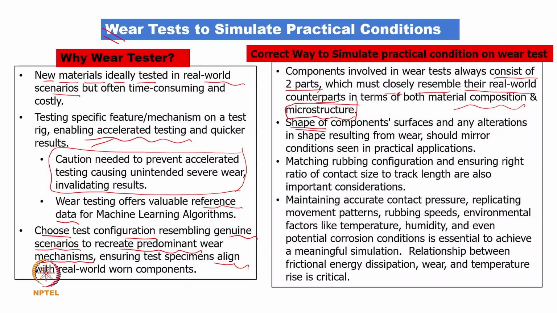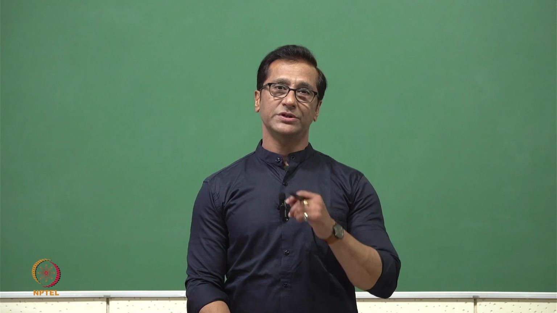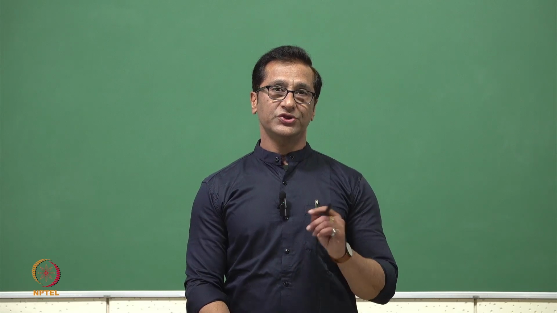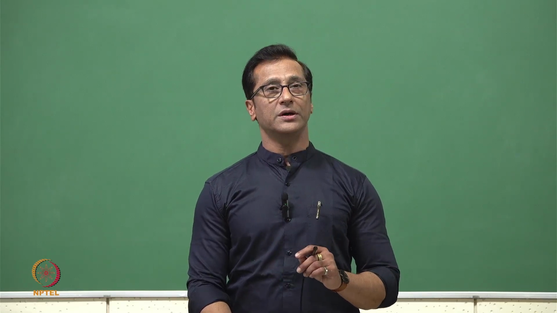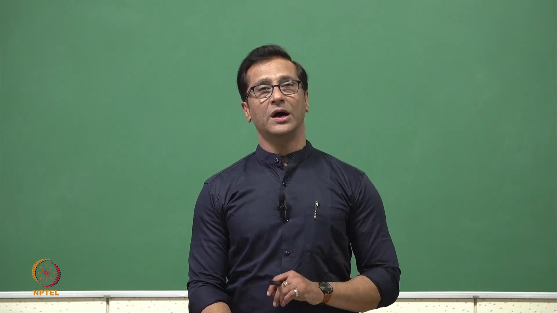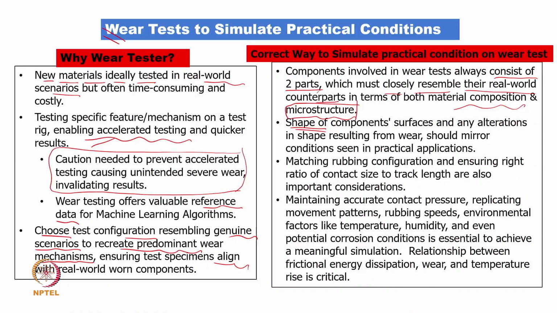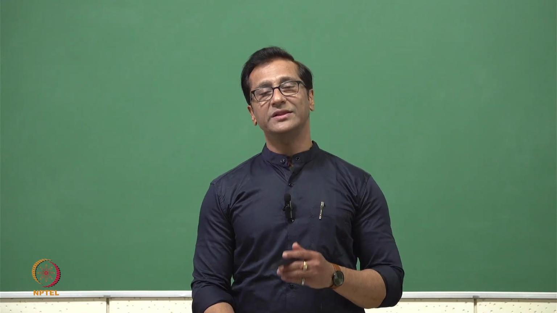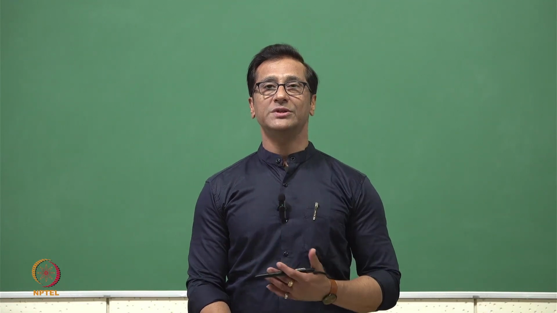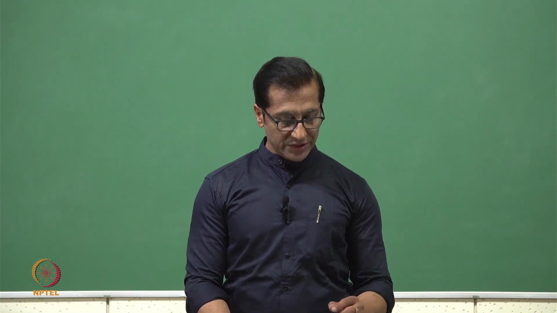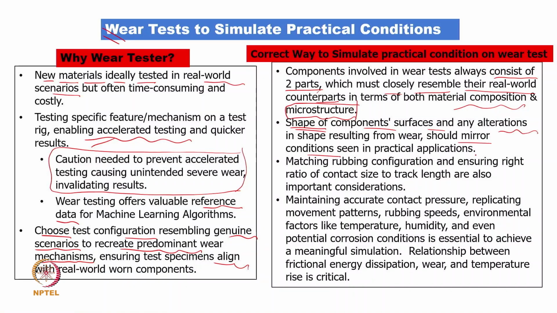If it is a general bearing, a rolling bearing, or a seal, whichever component we want to test, the shape of the component should be replicated, and we may need to make samples according to that shape. That's why we say the shape of the component surface matters, and even after wear, how the shape will change. Is it really replicating the same shape which happens in a real situation? So that's why we say it should mirror conditions seen in practical application. This is very important for us.